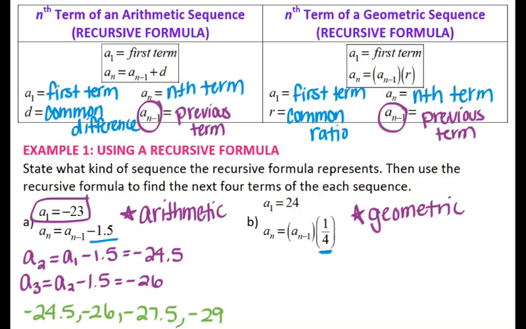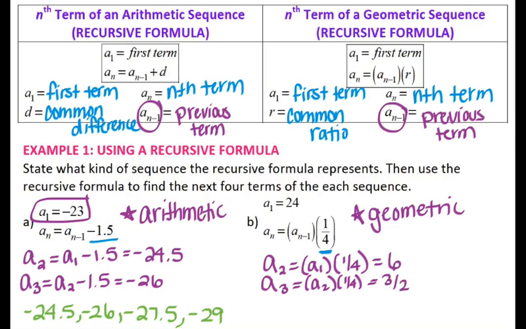And then for letter B, if I want to find my second term, I am taking my first term and multiplying it by 1/4. So that is going to give me 24 times 1/4 is 6. And then if I want to know the third term, I'm taking my second term and multiplying it by 1/4. So 6 times 1/4 is 3/2.